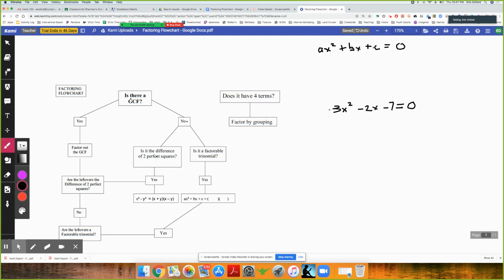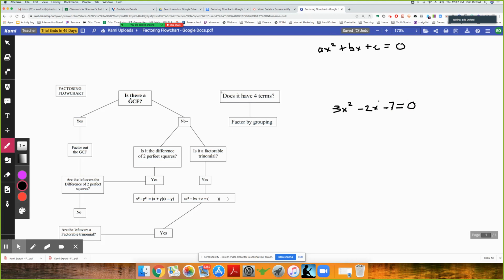The first thing I want to note is that this is in standard form. The leading term is being raised to the second power, and then the exponent on the next term is the first power, even though there's no number there. And then a constant term, just negative 7 without a variable, and then set equal to 0. So it's in standard form.